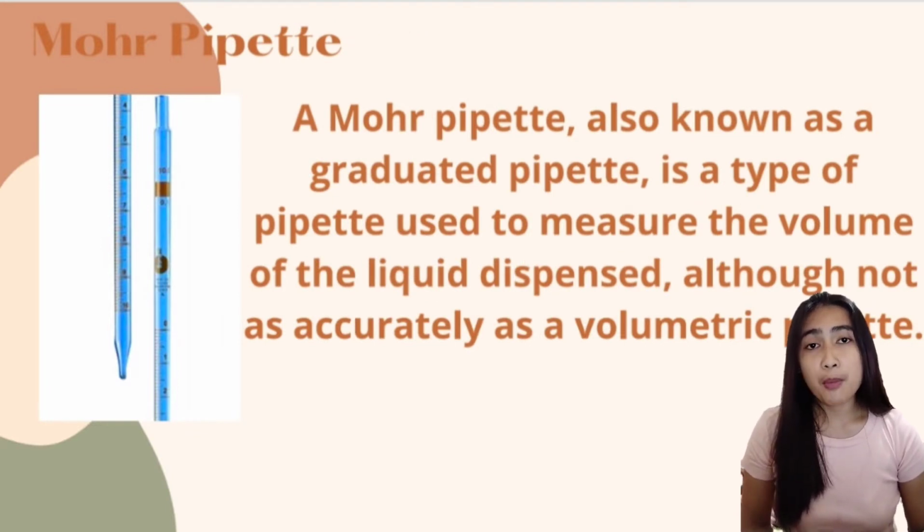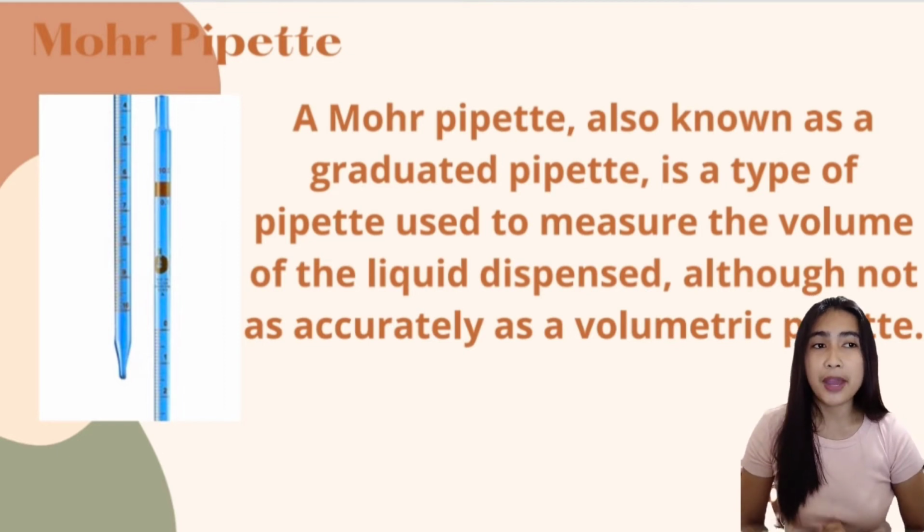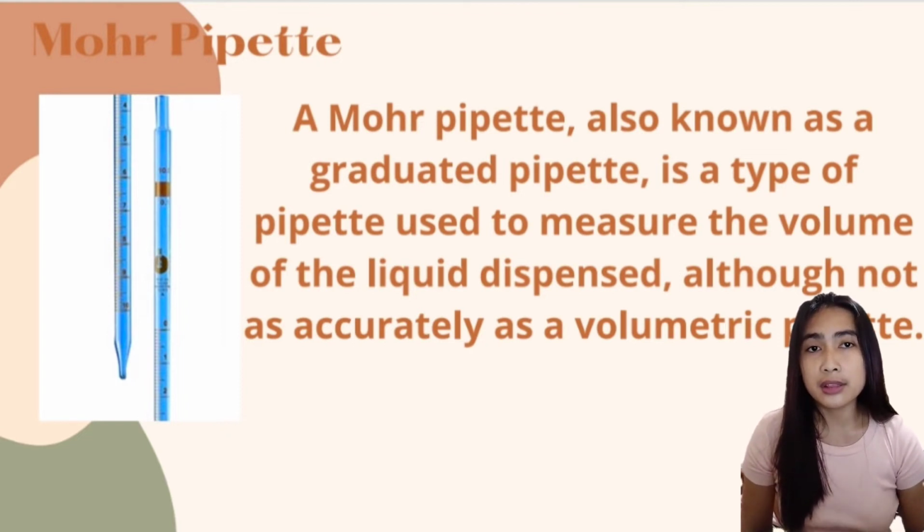So next is the Mohr pipette. A Mohr pipette, also known as a graduated pipette, is a type of pipette used to measure the volume of the liquid dispensed, although not as accurately as a volumetric pipette.